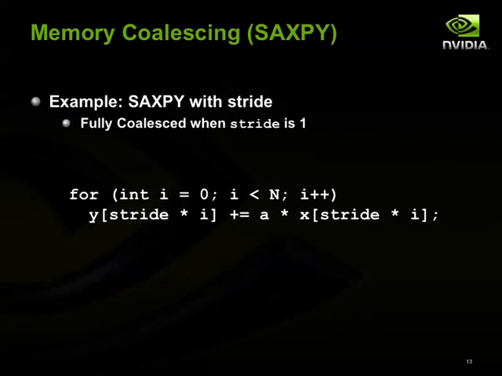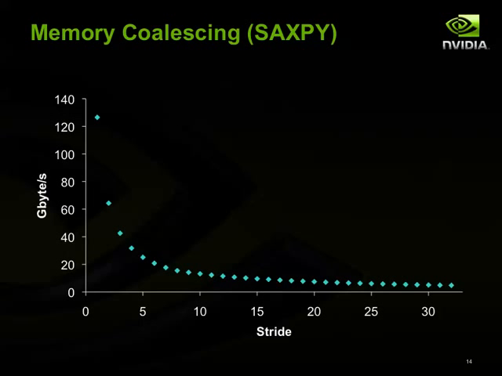A neat small benchmark you can do to better understand these effects is the following. This is just the SAXPY operation. All it does is read a vector, multiply it by some scalar constant, and increment an output. And instead of just doing this, where thread 0 reads the first element, thread 1 reads the second element, we're going to put a stride between them. So we're going to spread those out a bit. And what we'll find is that as we increase the stride, our memory efficiency goes down very, very quickly.